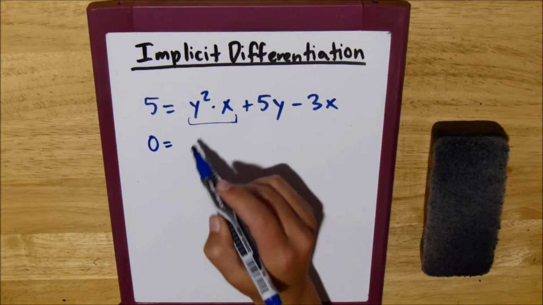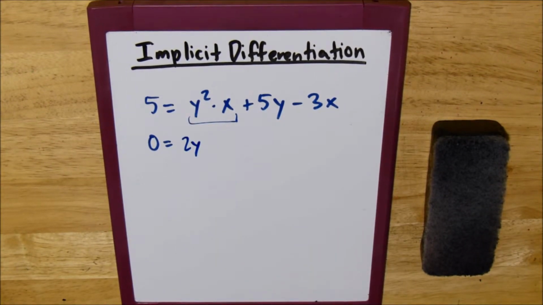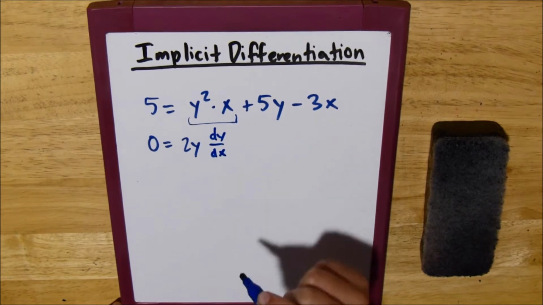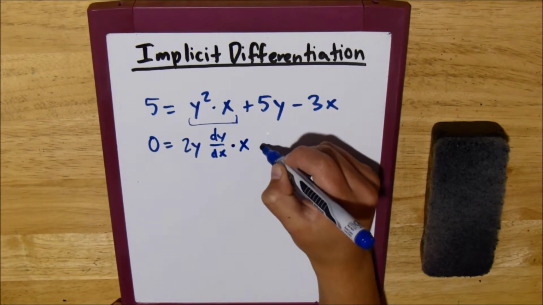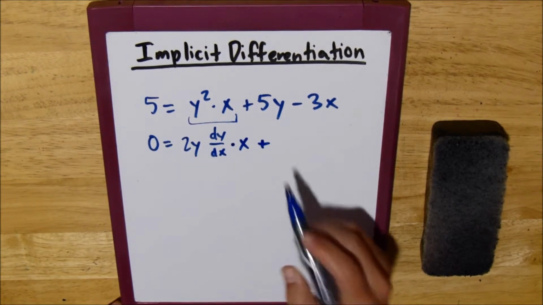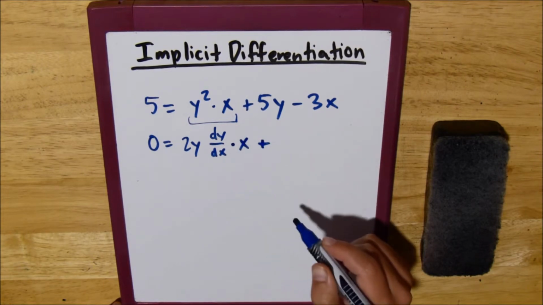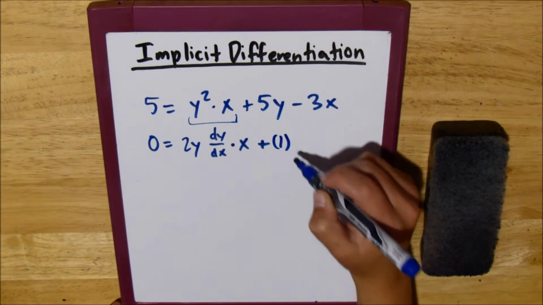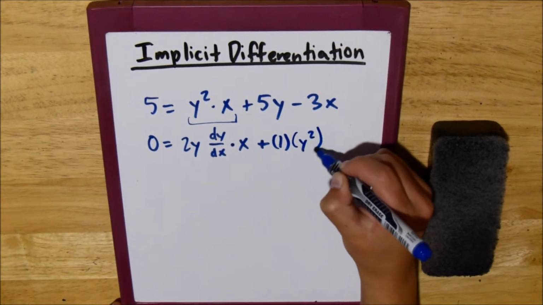So let's take the derivative of the first part. So that's 2y. And since we're differentiating y, we have to do it with respect to x. So it has to be dy over dx, right? And then we multiply that by the second number. And then for the second part of the product rule, we add the derivative of the second term. So that's 1. And then we multiply it by our first term, y squared.